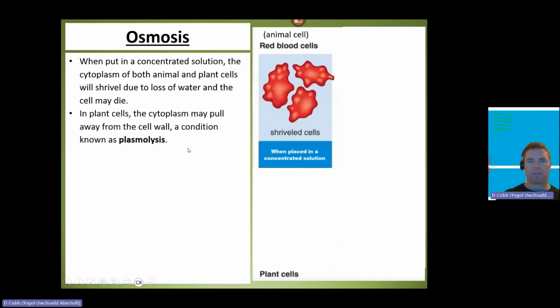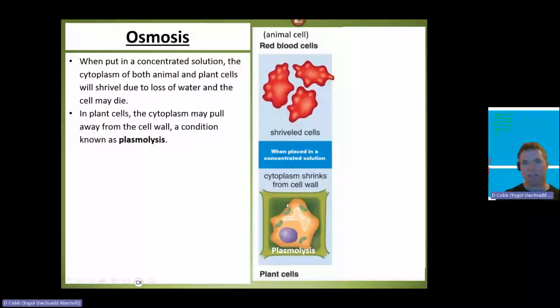In plant cells, you can often see that the cell membrane pulls away from the cell wall. So it's shriveled up, and that cell membrane, which is usually butted up against the cell wall, is now pulled away from the cell wall, and we call that condition plasmolysis.